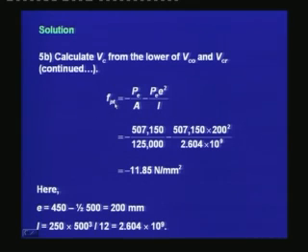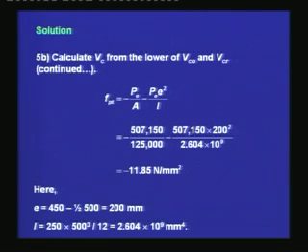The value of the pre-stress at the level of the CGS is equal to minus PE by A minus PE times e squared divided by I. This expression is again available from the stress concept, and once we substitute the value of PE, A, e and I, we get the value of fpt equal to 11.85 Newton per millimeter square.